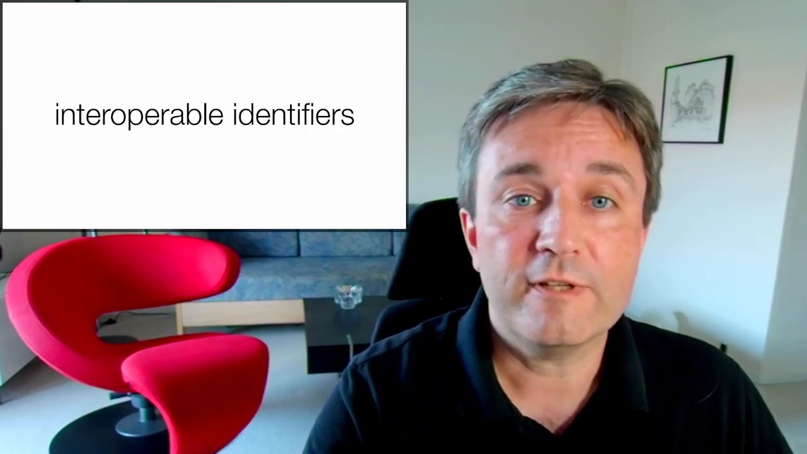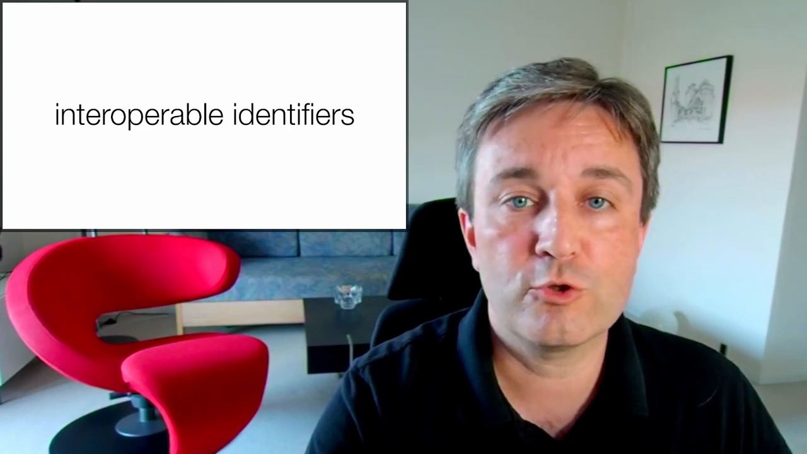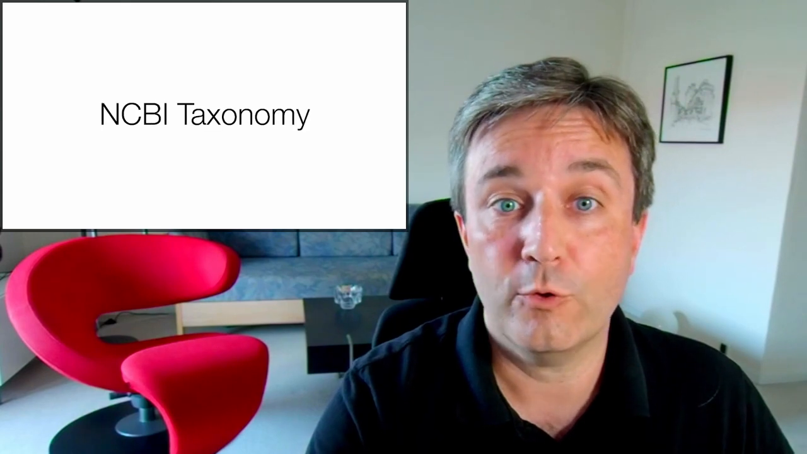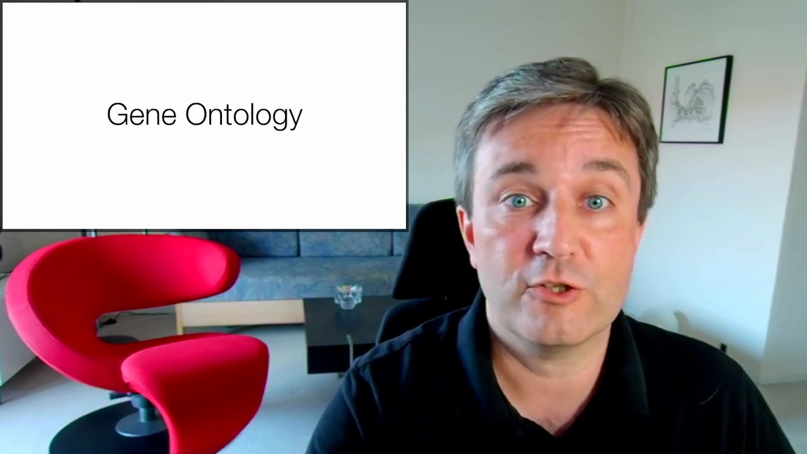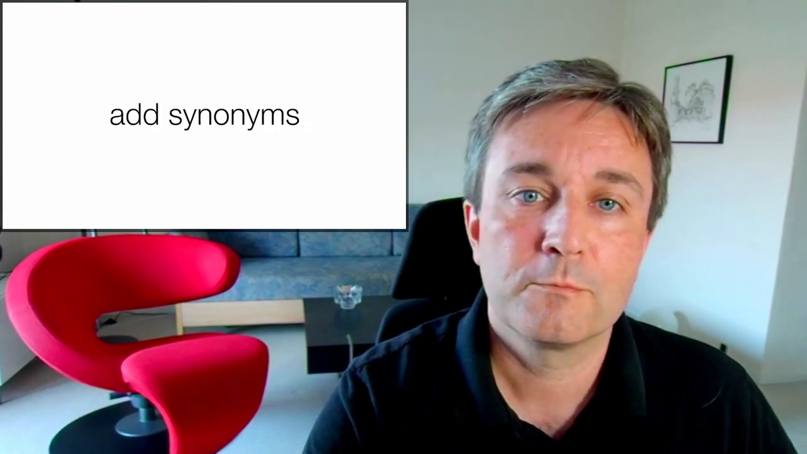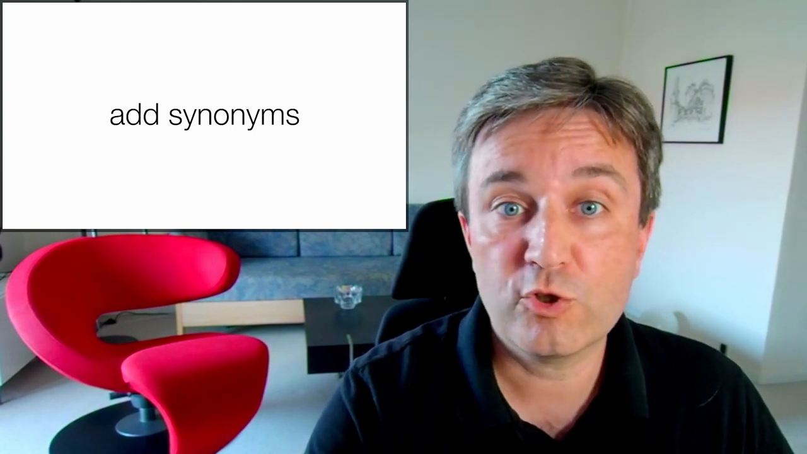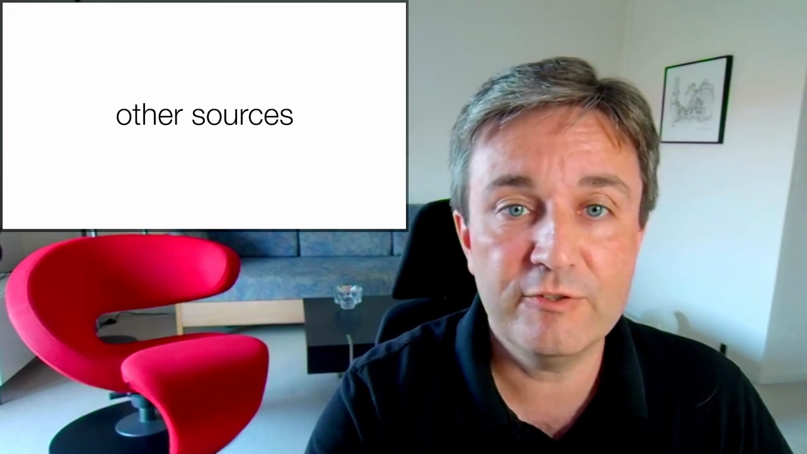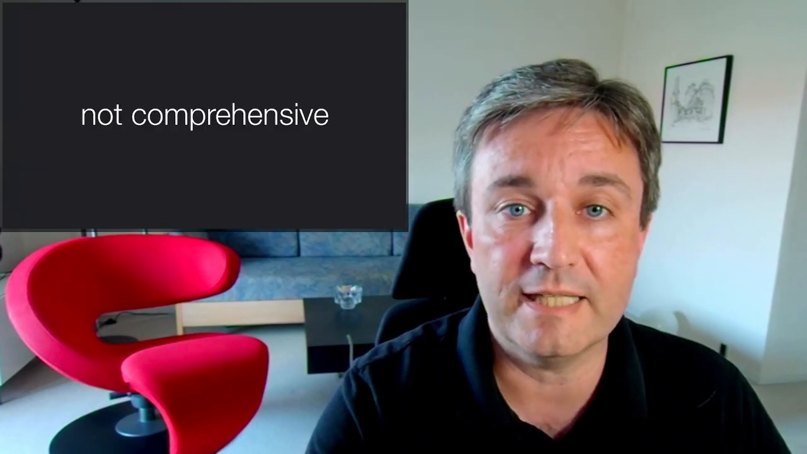You want to map all these names to interoperable identifiers, and for that reason, you will typically want to start either from an existing database, such as UniProt or NCBI taxonomy, or from an existing ontology, such as gene ontology or disease ontology. Even though these resources come with a lot of synonyms, you will want to add additional synonyms from other sources if you can. And even then, you have to deal with the fact that your dictionary will never be completely comprehensive.